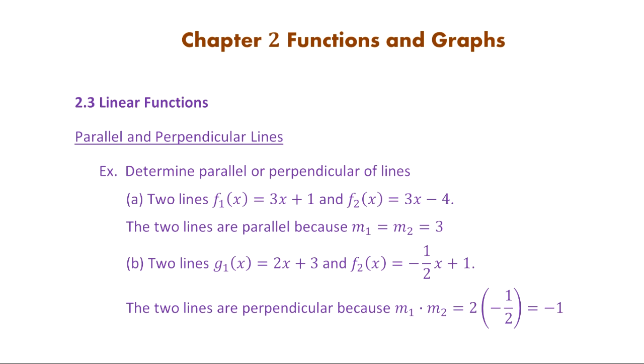In part B, we got two lines, g1 and f2. I think it should be g2, but it doesn't matter. So we got two other lines, g1 equal to 2x plus 3, and g2 equals negative half x plus 1. So this time, the slope of the first line is 2, and the slope of the second line is negative 1/2. So they are negative reciprocals of each other. If you multiply the two slopes, 2 times negative 1/2 is negative 1. So that means the two lines are perpendicular.